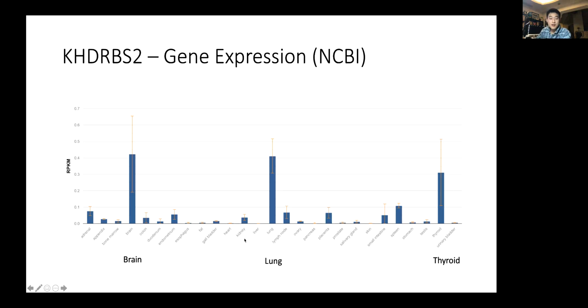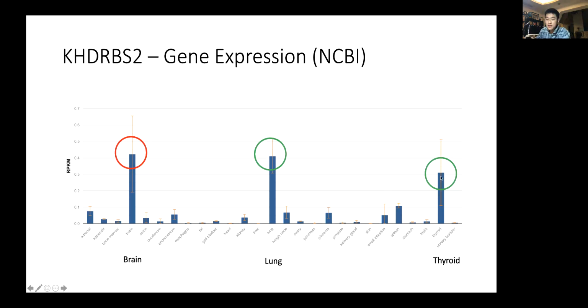An interesting thing I found online at NCBI with KHDRBS2 is on this graph here. This graph shows the gene expression for this particular gene, and from here we see 3 peaks. One is at the lung. So in the lung, there's a high gene expression of KHDRBS2, which matches our data of how the half-life block containing this gene has the highest HAP score when it comes to lung cancer.